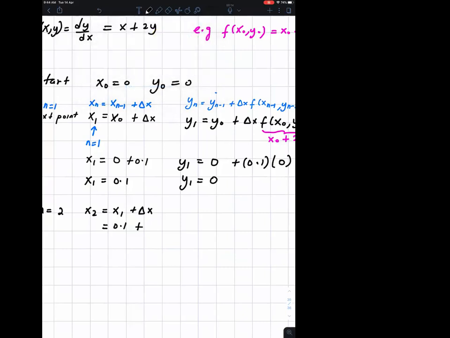0.1 plus, what was delta x? Same number, 0.1.